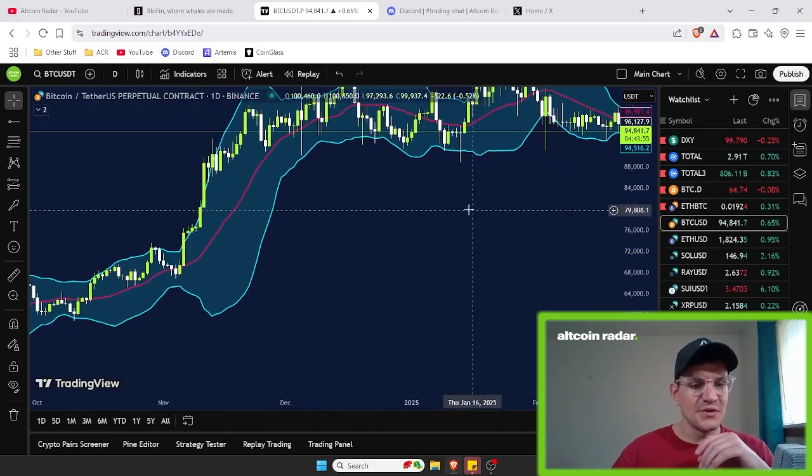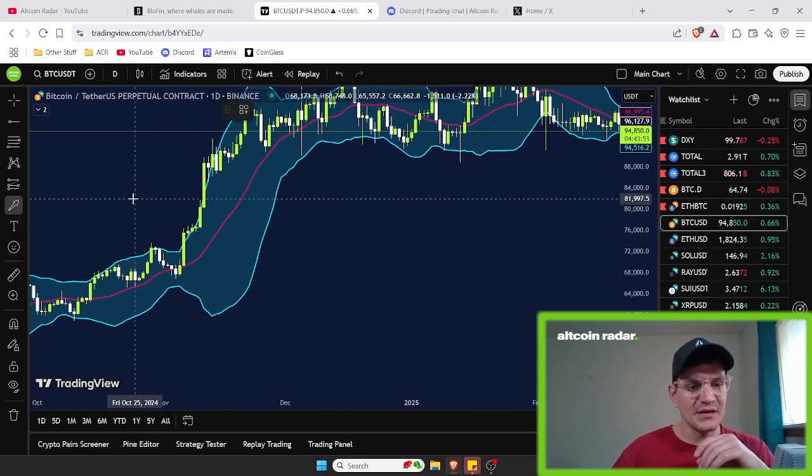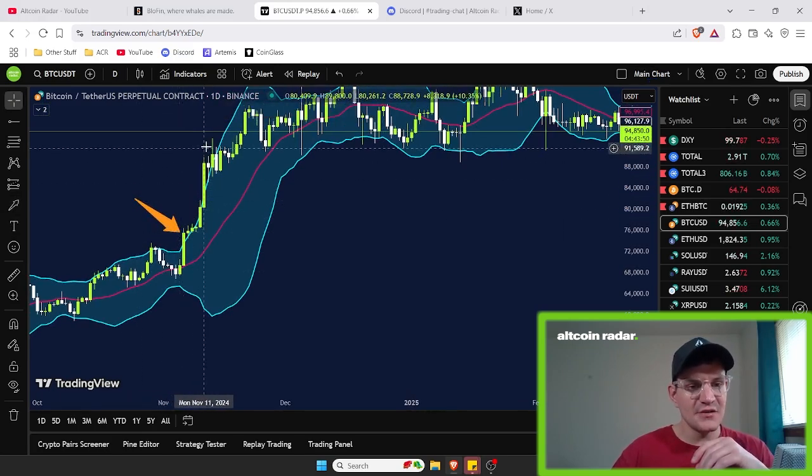All right. So here you can clearly see that the price ran along the top edge of the Bollinger Bands for a very long time. We go from there all the way up to here.